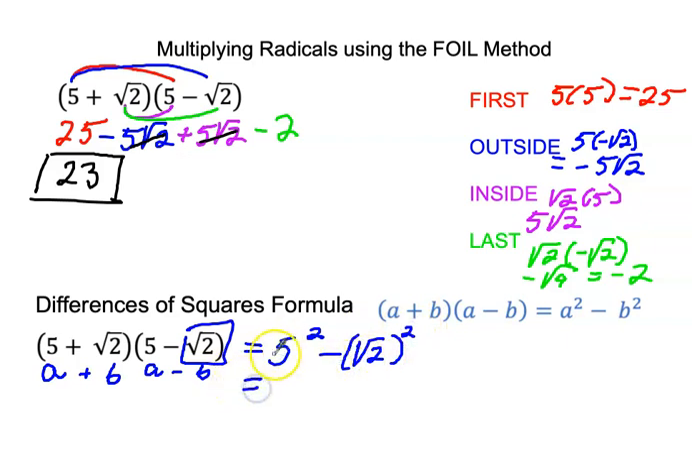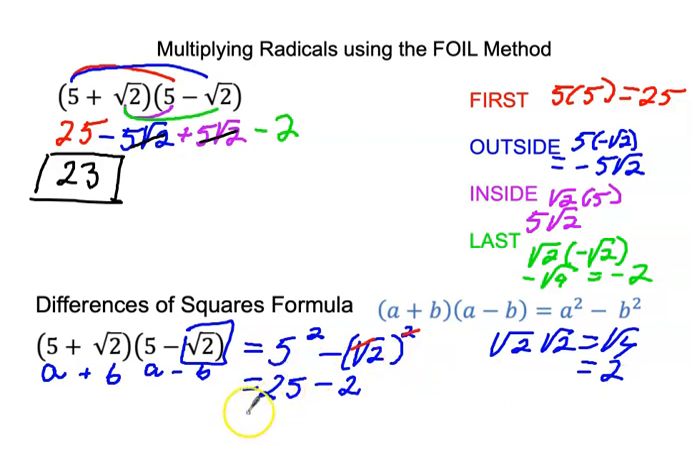Which equals 5 times 5, or 5 squared, 25, minus, and when you're squaring a square root, the square root and the square cancel out. So we're going to have just 2. In other words, square root of 2 times square root of 2 equals square root of 4, which equals 2, okay? And that equals 23. So we got the same answer, okay?